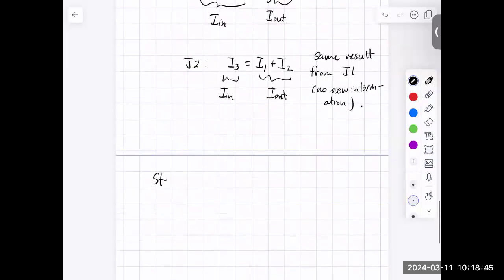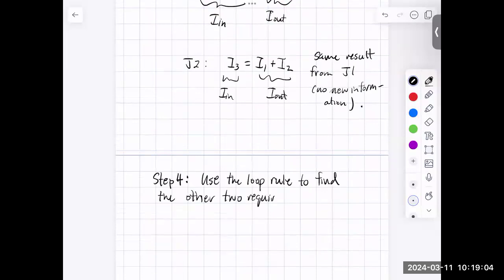Let's do step 4, is we're going to use the loop rule to find the other 2 required equations. Okay, and this is the part where we're most likely to make mistakes. And the only reason that you may make a mistake here is if you don't properly apply the rule of thumb for tracking the voltages across a resistor.